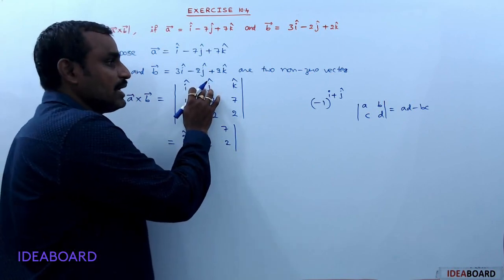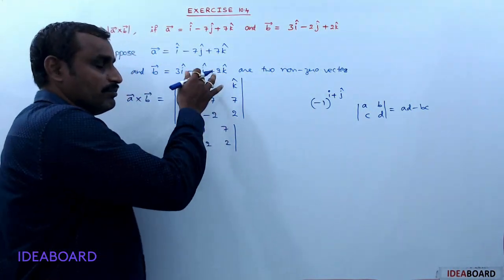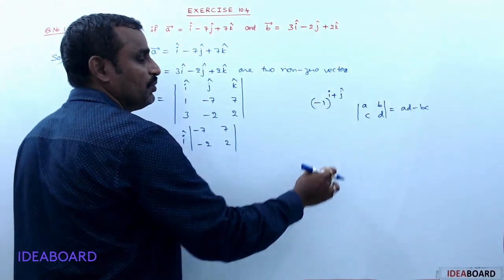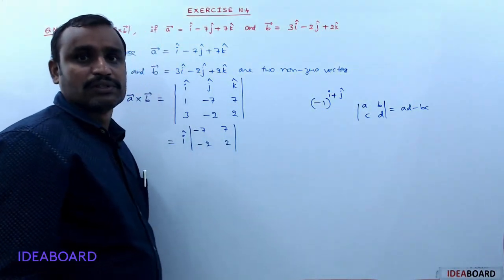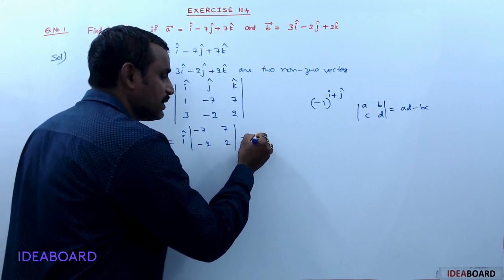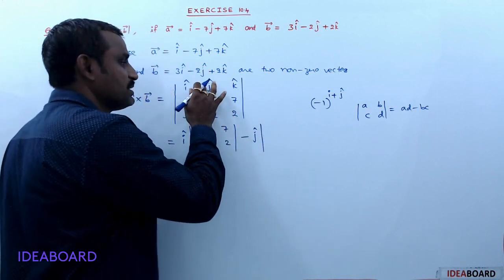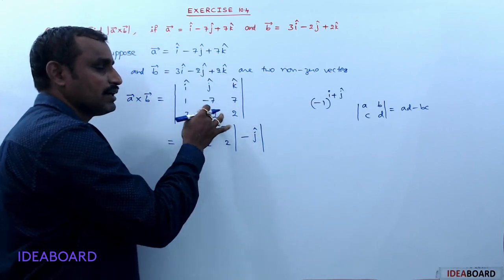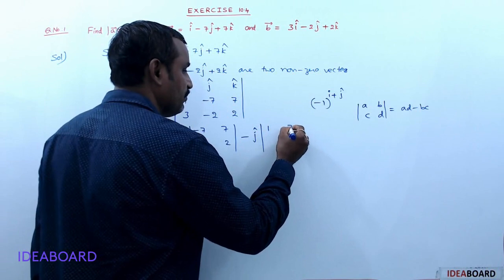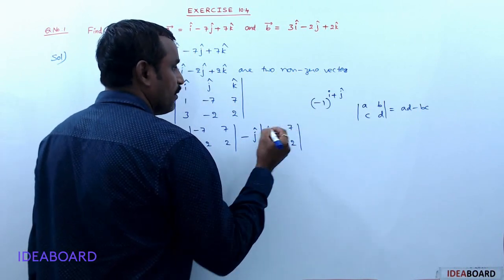So next, for j, the row value is first row and the column is second column. So 1 plus 2 is 3. 3 is an odd number, so the indication symbol is minus: minus j cap of. Since j is present in the first row and second column, delete them, and the remaining 4 elements you can write in determinant form: 1, 7, 3, 2, plus.